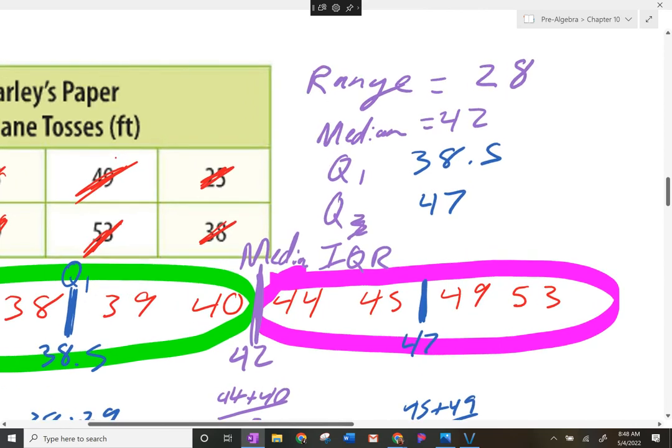Now that I have that information, I don't need to really look at that chart anymore. To find my interquartile range, I will take Q3, which is 47, minus 38.5. So I've got 47 minus 38.5. My interquartile range is going to be 8.5.